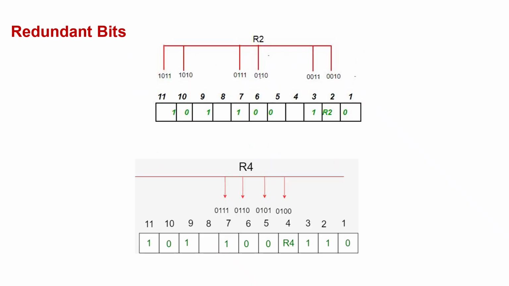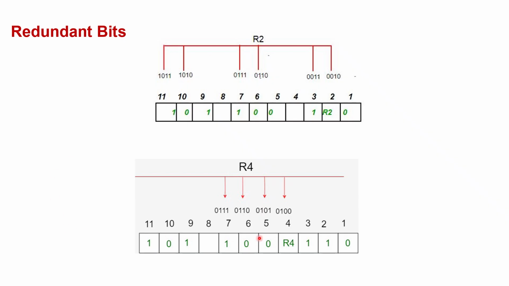The R2 bit is found using a parity check on all bit positions whose binary representation has a 1 in the second position from the least significant bit. This includes 2, 3, 6, 7, 10 and 11. We apply even parity, meaning the total number of ones should be even. Since the count of ones in these positions is odd, the value of R2, the parity bit, is set to 1 to make the total even.